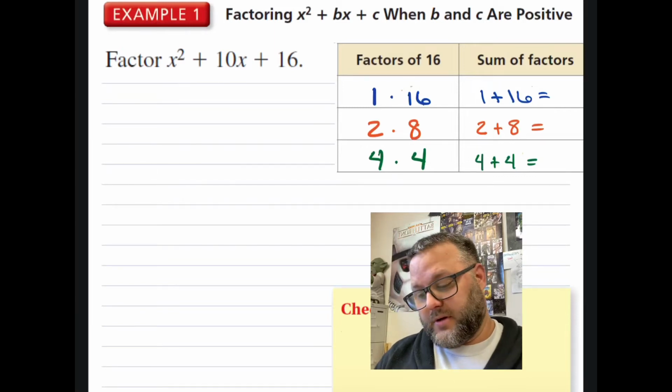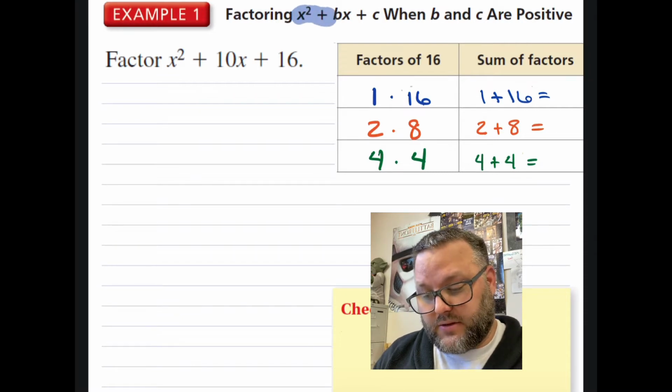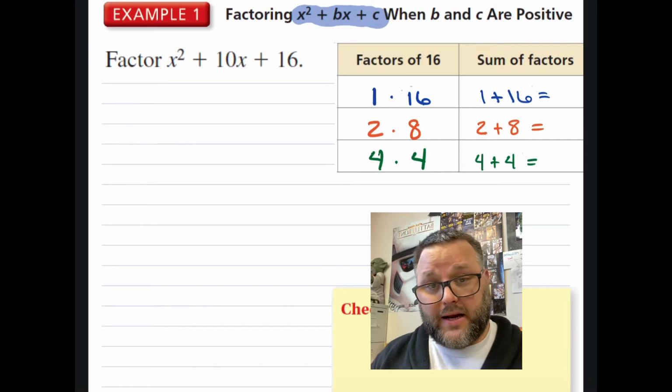Today we're going to be talking about factoring a quadratic when both a and c are positive. So notice how I didn't read out that function. If it's in the form x squared plus bx plus c, it's known as a quadratic.